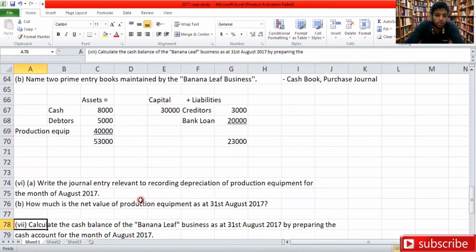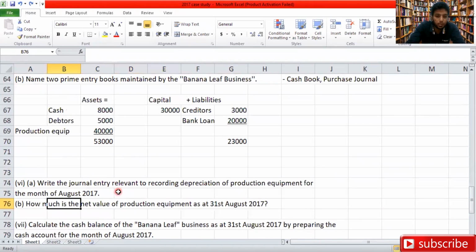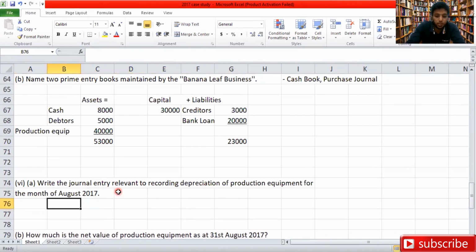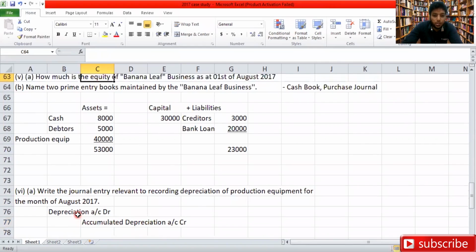Then let's move on to Roman number 6. Write the journal entry relevant to recording depreciation of production equipment for the month of August 2017. I need to do some working, so I will leave some space, guys. How do you write the journal entry? You all know the journal entry: depreciation account debit, but we need to know the amount. That's what we need to find. Before that, we'll write the double entry, which is accumulated depreciation account credit, right? So we have written the double entry, but we need to find how much the depreciation is.